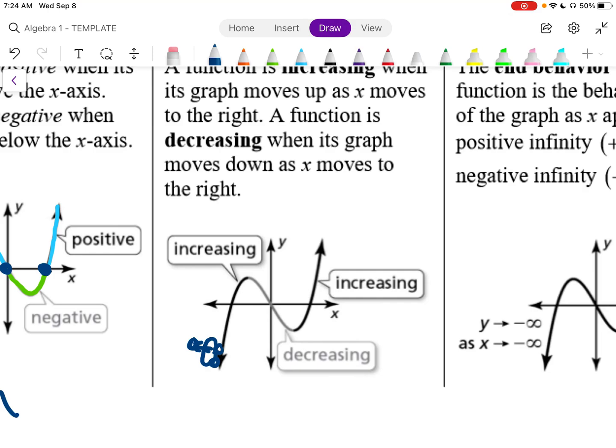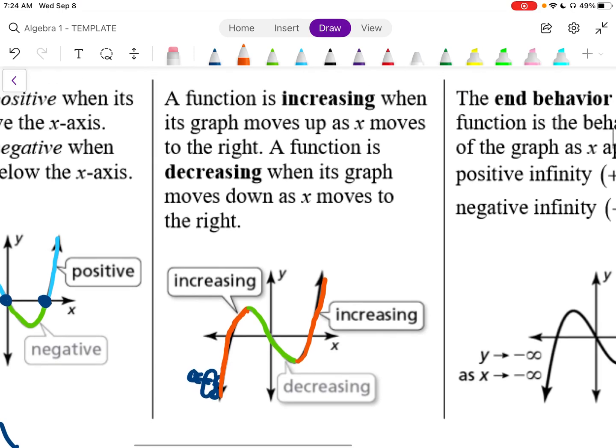Right now it's driving uphill, and I'll do that in orange. It's driving uphill until it gets to that peak, and then it starts going downhill. And then there's the bottom piece, and then it starts going uphill again. Okay, that's increasing, decreasing, and increasing. Later on, we'll talk about slope, and we'll talk about slope being positive or negative. Slope will be positive when it's increasing. Slope will be negative when it's decreasing.